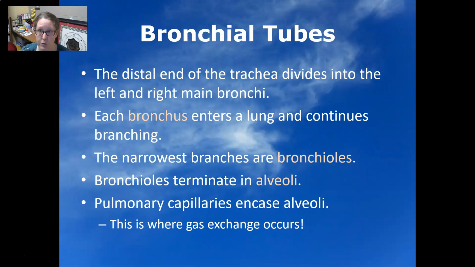All right, so the bronchial tubes are what gets the air after it leaves the trachea. The trachea divides into the left and right main bronchi. Each bronchus enters a lung and then continues branching like branches of a tree. The narrowest branches are the bronchioles, and the bronchioles will terminate in the alveoli, and the alveoli are wrapped in pulmonary capillaries, and this is where gas exchange occurs. So the air has to get all the way down to the alveoli to be able to cross into the bloodstream.